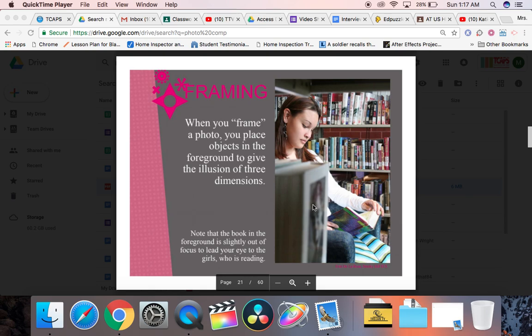All right, next, framing. So using natural objects that are out in the environment to create a frame can really add some interest to your picture. It can also draw the eye to the subject or the center of interest which we want to have happen. So this young lady sitting in the library reading a book. I want you to think about where you would have to position yourself with your camera in order to take this photo. Where would you have to be standing in order to get this shot with her framed?